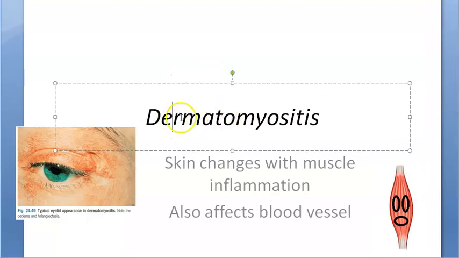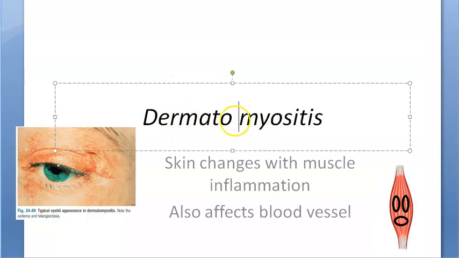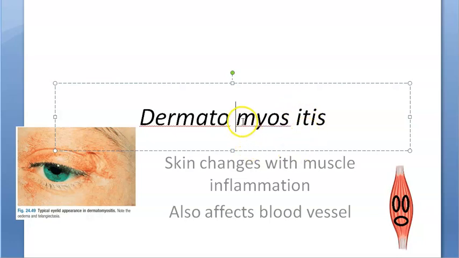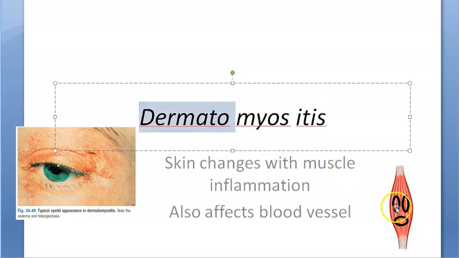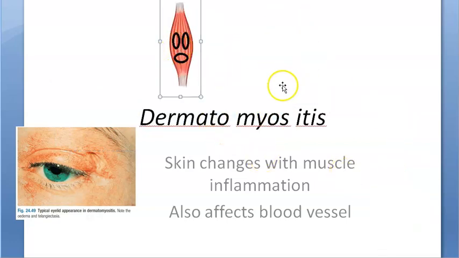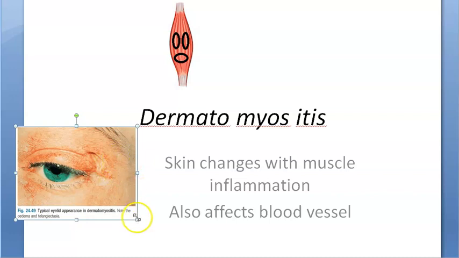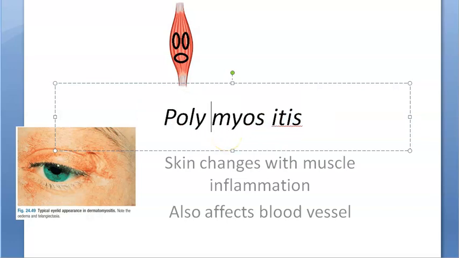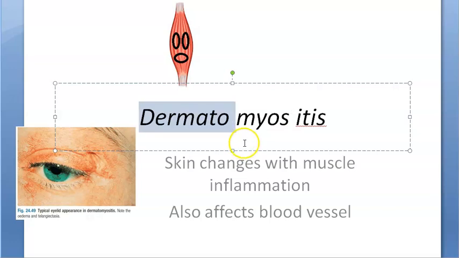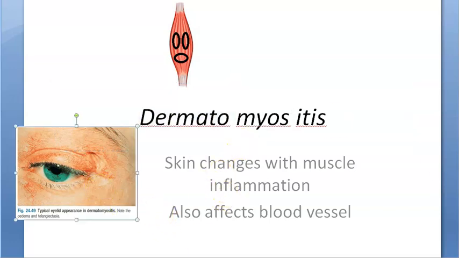Hello people, in this video we want to look at dermatomyositis. So what are you understanding here? Itis, inflammation; myo, muscle, right? And dermato is skin. So first, muscle is affected, and then if there are some skin manifestations also, it becomes dermatomyositis. If there is no skin involvement, then it will be called polymyositis. Okay, so if skin is also affected, it is called dermatomyositis.